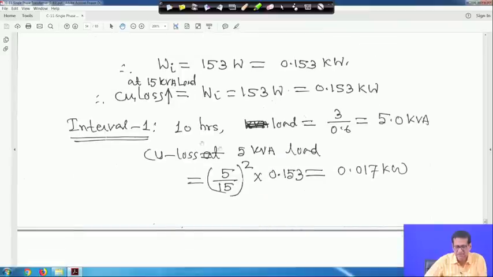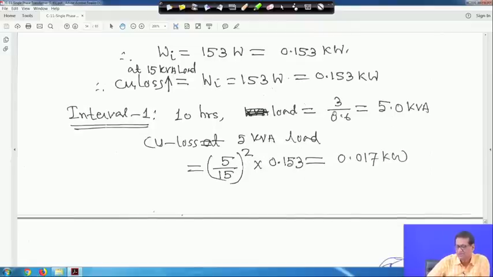Now, interval 1, that is 10 hours, the load is 3 by 0.6, that is 5 kVA, because the power factor is 0.6 and the load is 3 kilowatt. So we have to find the copper loss at this load. Copper loss is proportional to the square of the load, so keep this in mind. The rated kVA is 15, and at that time the load is 5. So it will be (5 by 15) squared into 0.153, which is 0.017 kilowatt, because copper loss varies with the load.